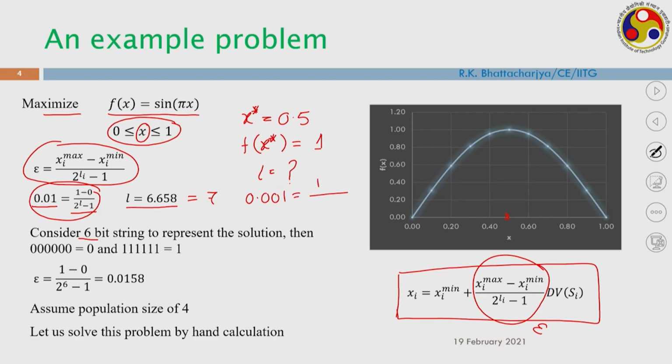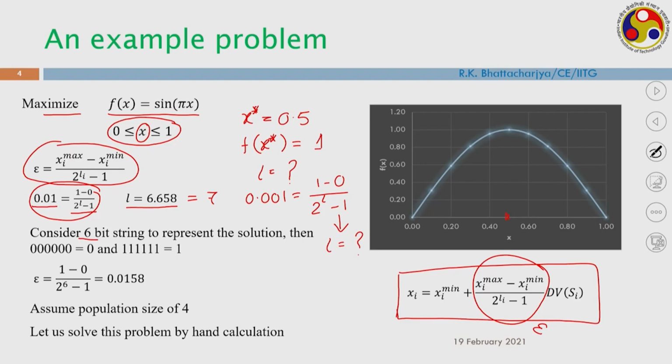I can calculate it here: 1 minus 0, over 2 to the power L minus 1. If I solve it, I will get the required string length. From here I can find out what should be the value of L. Certainly, it will be more than 7 now. So, I need more bits in order to increase the precision.